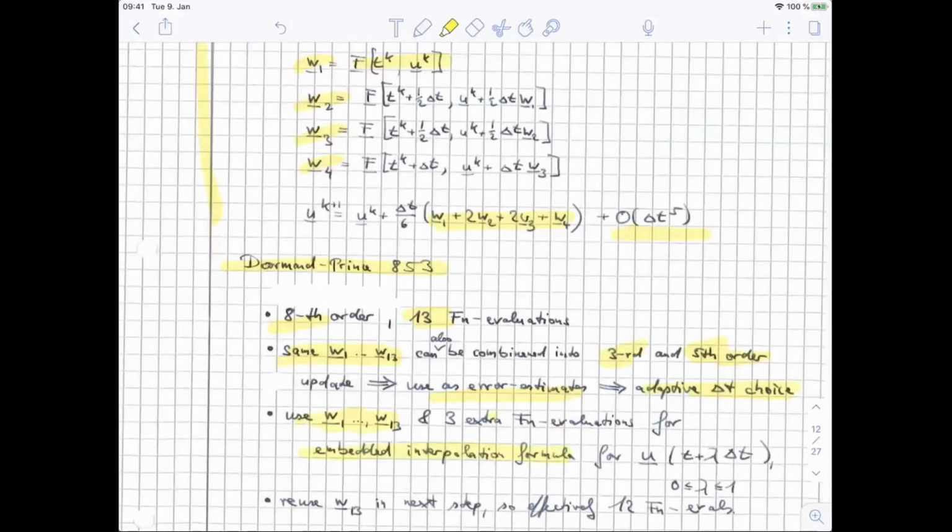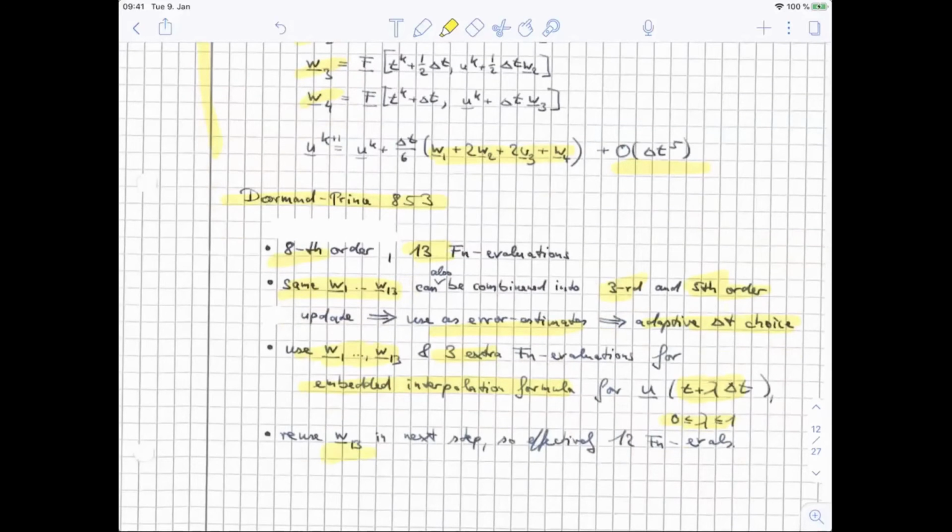Taking the 13 function evaluations you already have and 3 extra ones, you can then combine these 16 function evaluations such that you can get U at any continuous time within the time step with high precision. So you're doing time interpolation at very little extra cost. Oh, and finally, W13, the last one you computed in your previous time step, happens to be the very first function evaluation of the next one. So it's not 13, but only 12 function evaluations on average per time step.